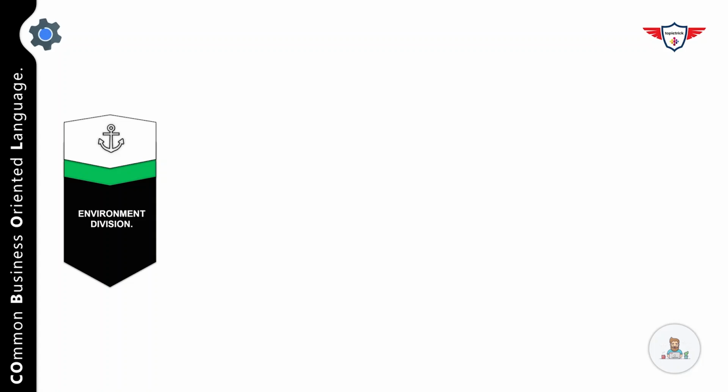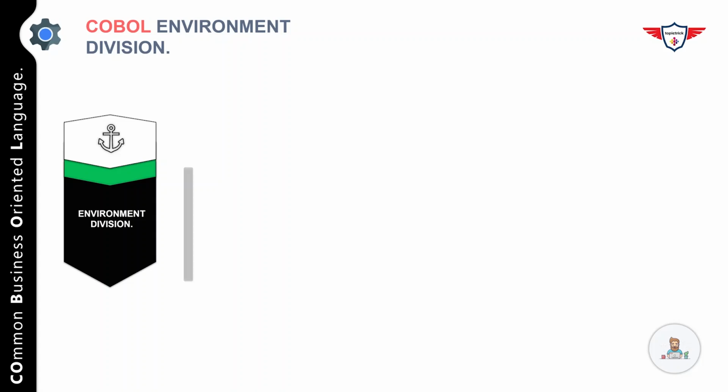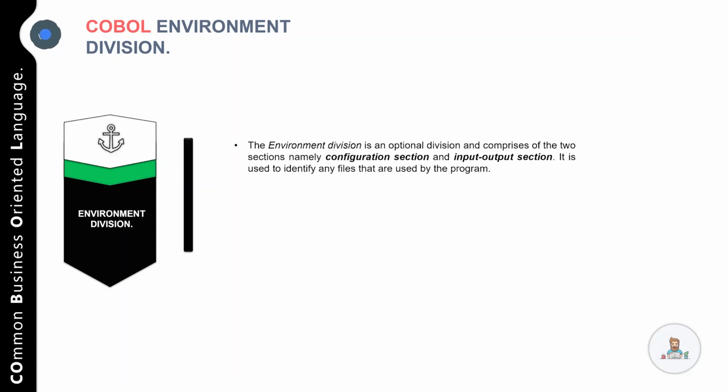Hey guys, welcome back. In this session, we'll focus on the Environment Division of a COBOL program. The Environment Division is an optional division and it is further divided into two different sections. The first one is the configuration section and the second is the input-output section.